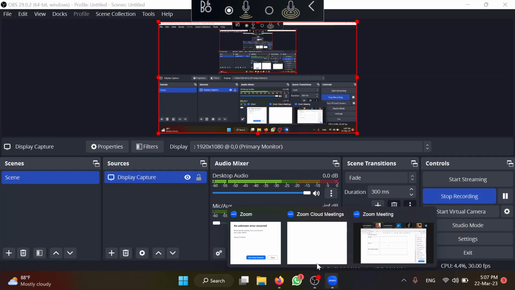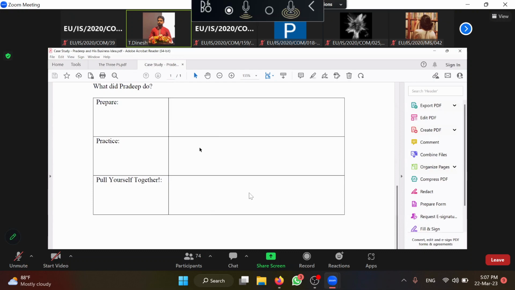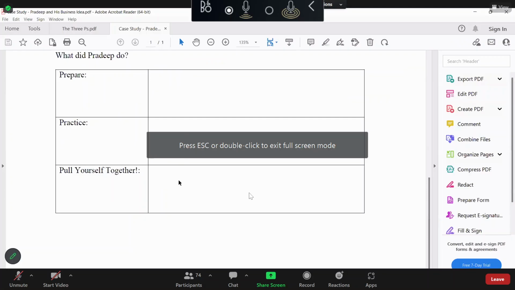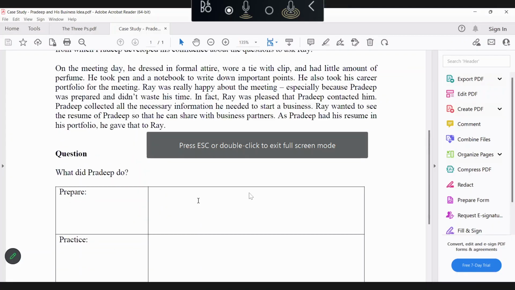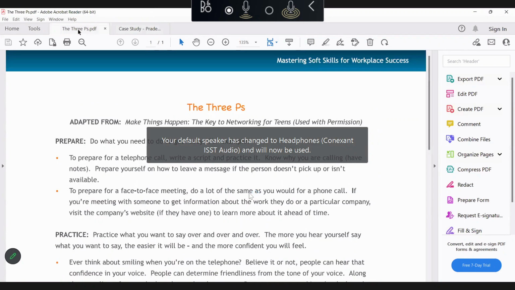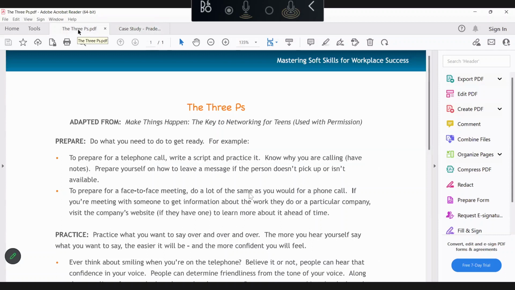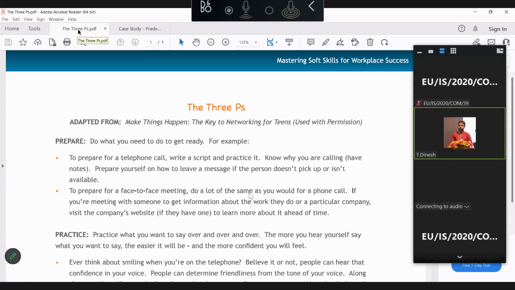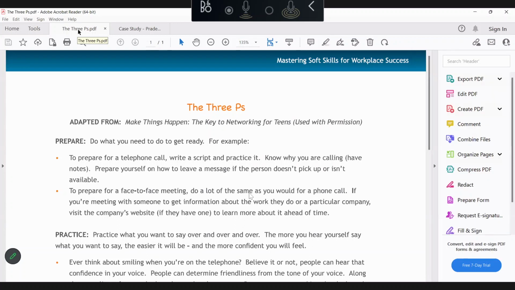Fill these boxes with what Pradeep did for preparing, for practicing, for pulling himself together. So a case study like this may come, or sometimes I may ask questions about what the three P's are, what you mean by the three P's, or what is meant by preparing and practice, and give some examples. So I can test anything from this area.